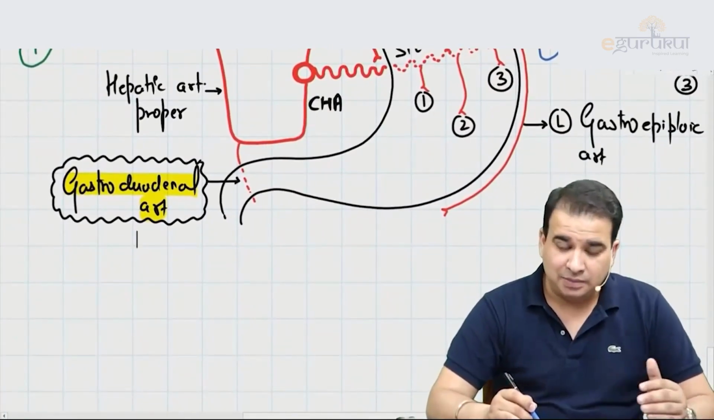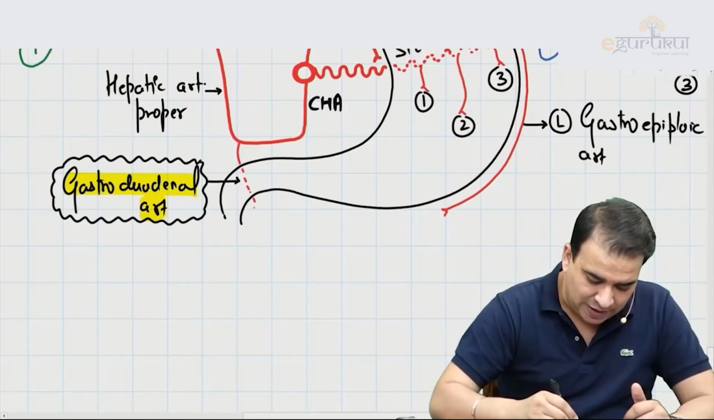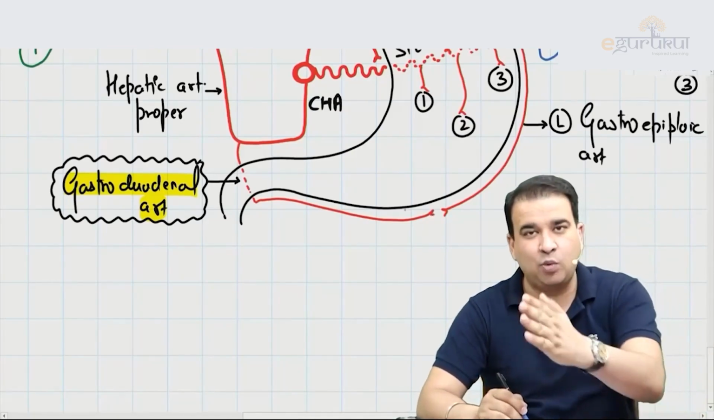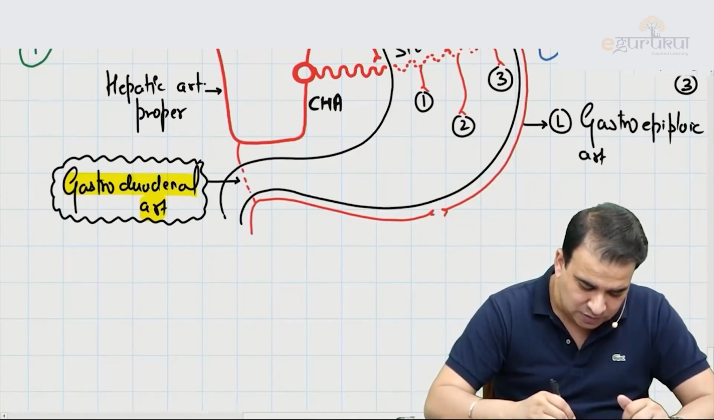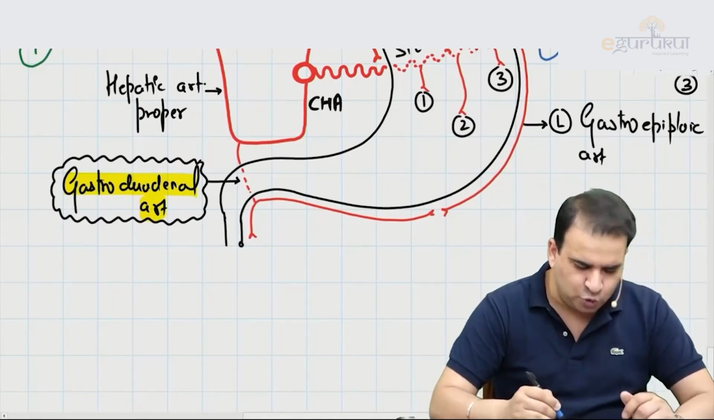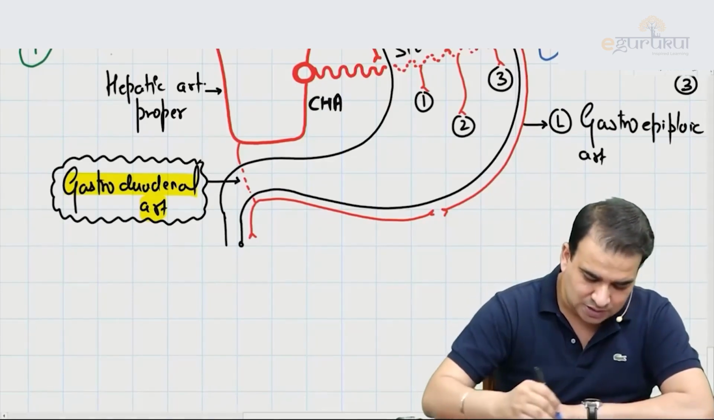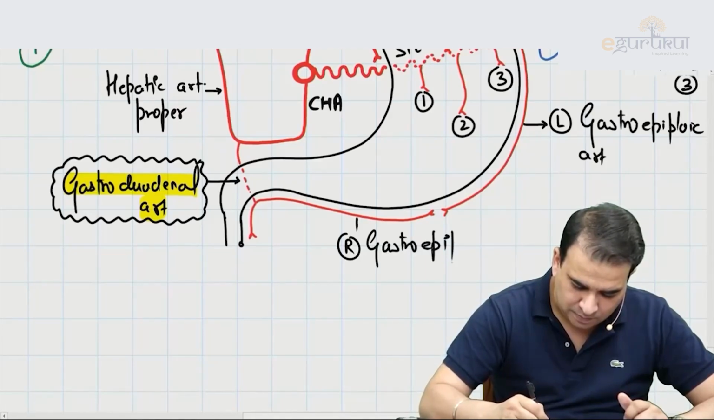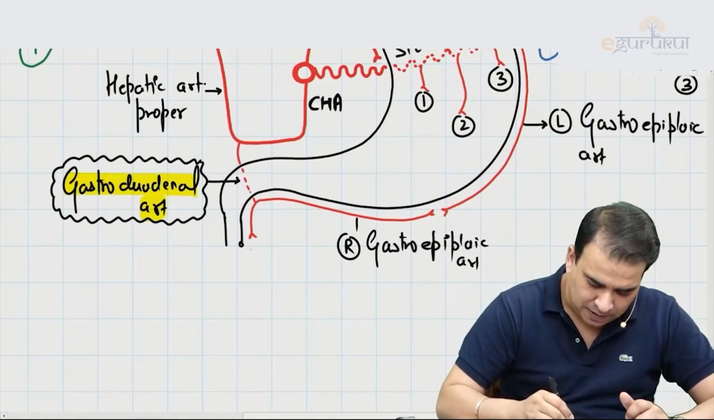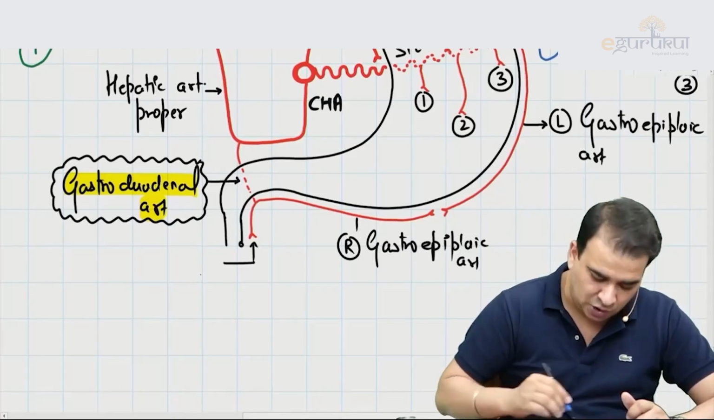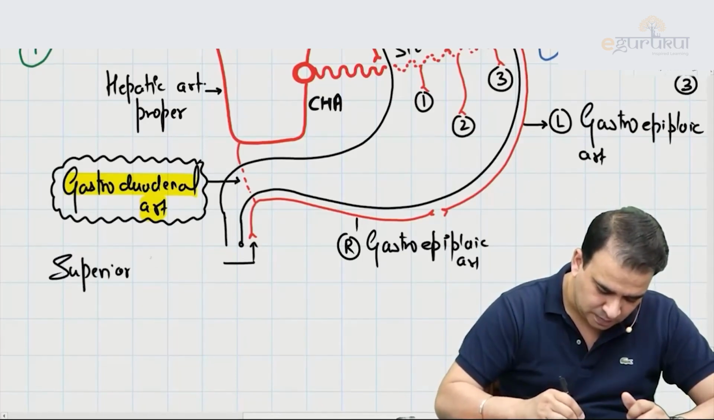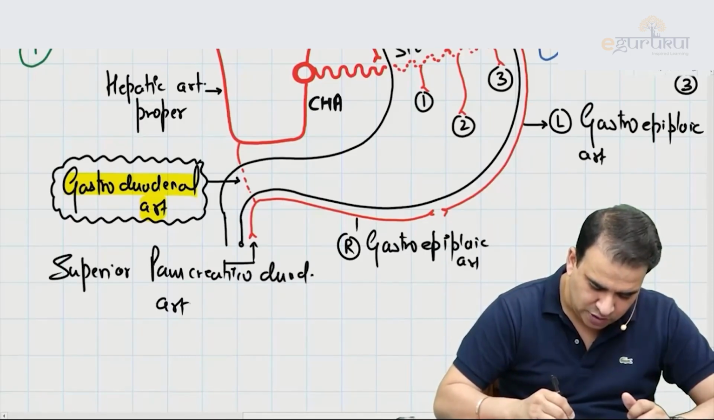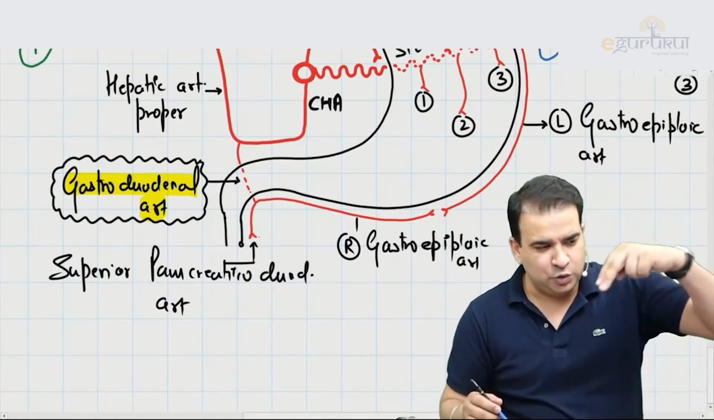Once this gastroduodenal artery comes down below the first part of the duodenum, it divides into two branches. One goes here, that is the right gastroepiploic artery, which runs in the greater omentum and anastomoses with the left gastroepiploic. And then it gives off the superior pancreaticoduodenal artery, which usually divides into one anterior branch and one posterior branch. So this is the right gastroepiploic artery, and here we have the terminal or last branch of the gastroduodenal artery, called the superior pancreaticoduodenal artery.